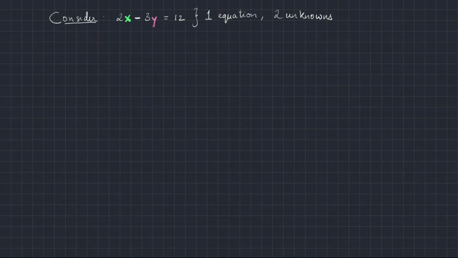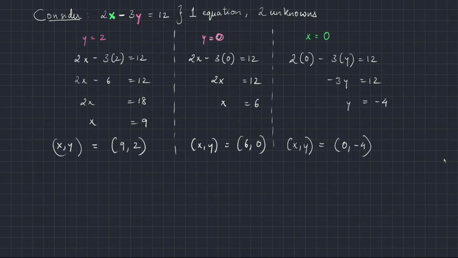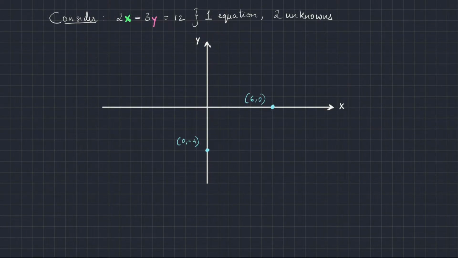In fact, we can graph the number of solutions, the infinite number of solutions. Let's first try to graph this equation. In the previous step, we actually calculated some coordinates that might lie on this graph. For instance, (6, 0) and (0, -4), these are my x and y intercepts. So let me just graph them quickly. You can see that these are the points that lie on the graph.